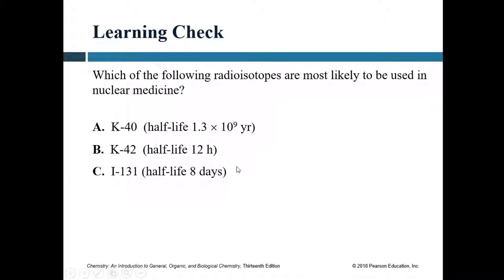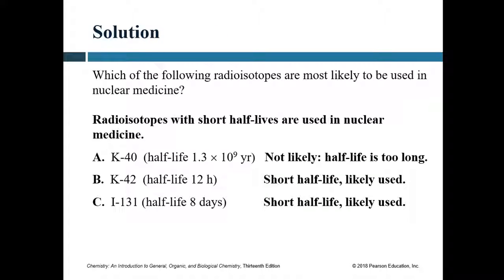So both B and C would be used because their half-life is short enough that eventually the person would be safe to then get around, if you're a young baby or something. So, we just talked about that.